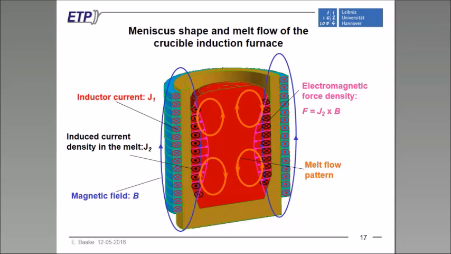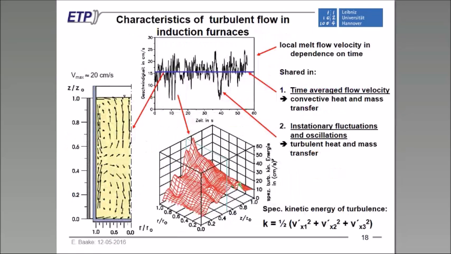Of course, this illustration shows only the ideal development of the melt pattern. In reality, it is much more complicated, as we can see here on these slides. Because we have melt flow with velocities in the powered induction crucible furnace up to 2 meters per second, for example, and low viscosity, we are getting turbulent flows. Turbulent flows means, as you can see here, that besides the average flow we have fluctuations.